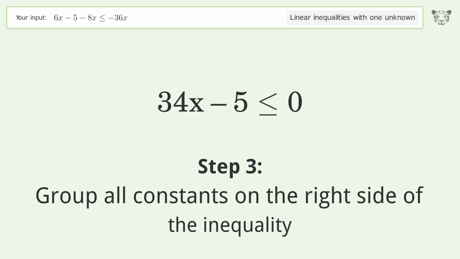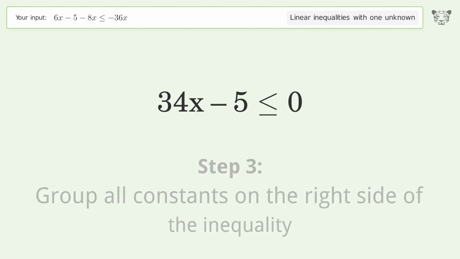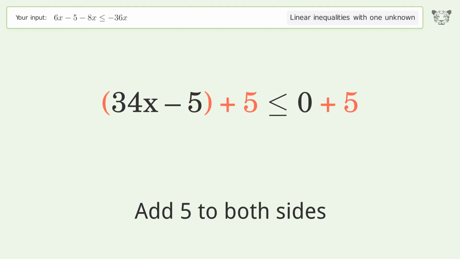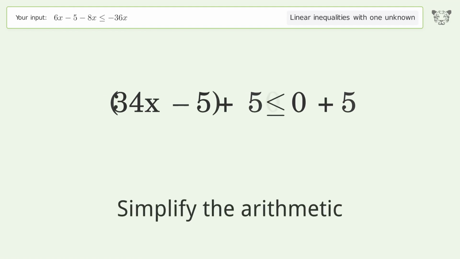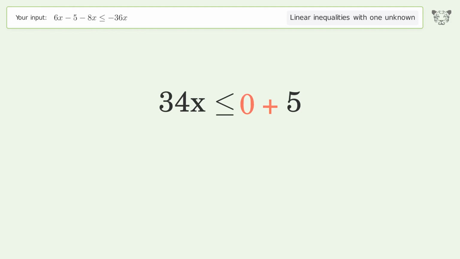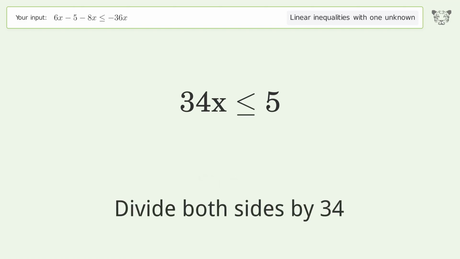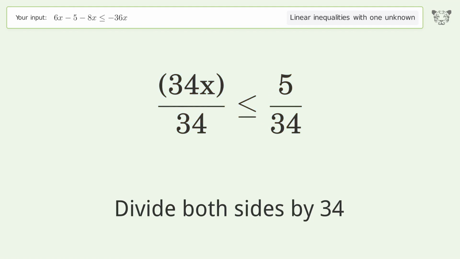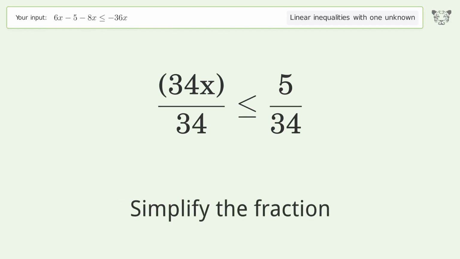Group all constants on the right side of the inequality. Add 5 to both sides. Simplify the arithmetic. Isolate the x. Divide both sides by 34. Simplify the fraction.